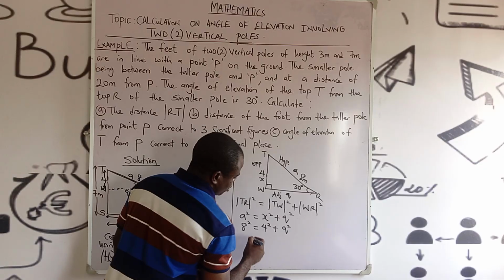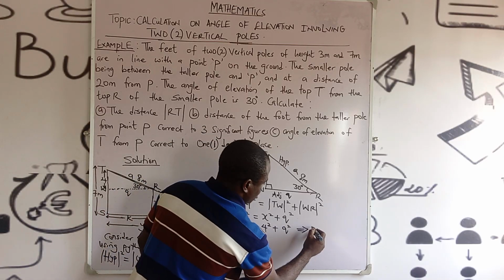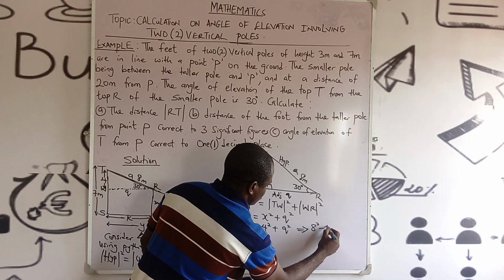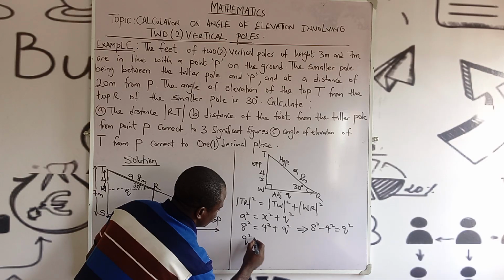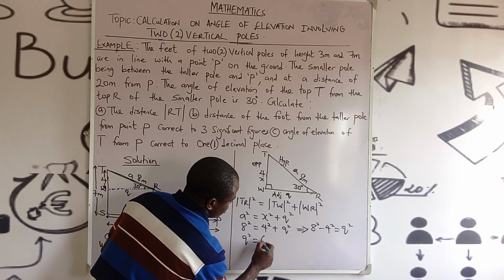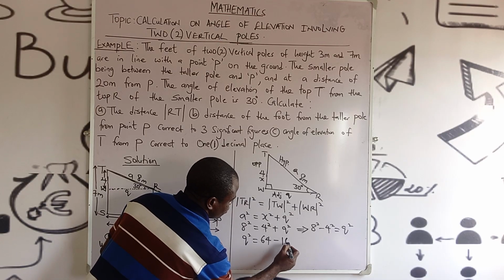You collect the like terms. When you collect the like terms, you're having 8 squared minus 4 squared equals Q squared. Q squared equals, what are 8 squared? 64, minus 4 squared, 16.